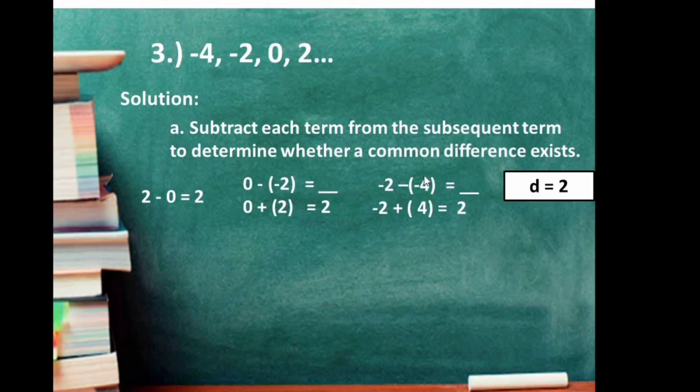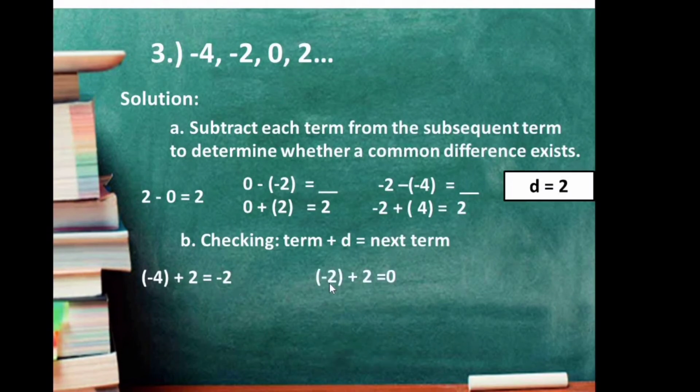So as you can see, class, they have the same common difference, which is positive 2. Then we are going to check: term plus d equals the next term. So we have negative 4 plus 2 equals negative 2. We have another, negative 2 plus 2 equals 0, and that will be the third term. And next we have 0 plus 2 equals 2.